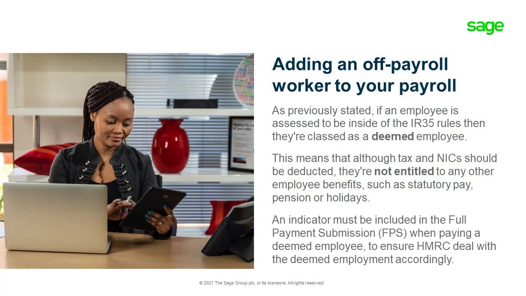Let's finish up the legislation side of things by focusing on what this means from a payroll perspective. As previously stated, if an employee is assessed to be inside of the IR35 rules, then they're classed as a deemed employee. This means that although tax and national insurance contributions should be deducted, they're not entitled to any other employee benefits, such as statutory pay, pension, or holidays. An indicator must be included in the full payment submission, or FPS, when paying a deemed employee to ensure HMRC deal with the deemed employment accordingly. The good news is that Sage Payroll software has added features to ensure this legislation is complied with. Let's take a look.